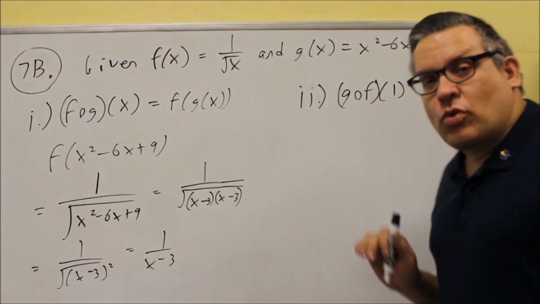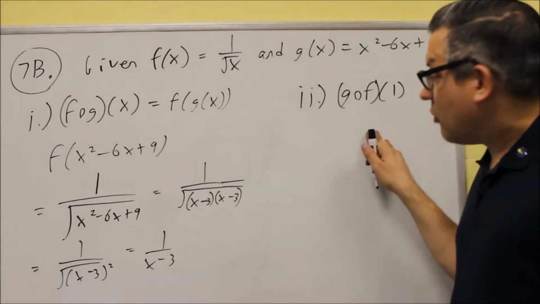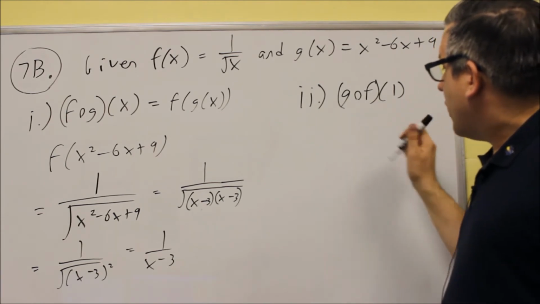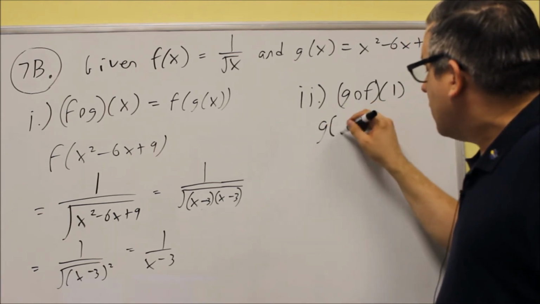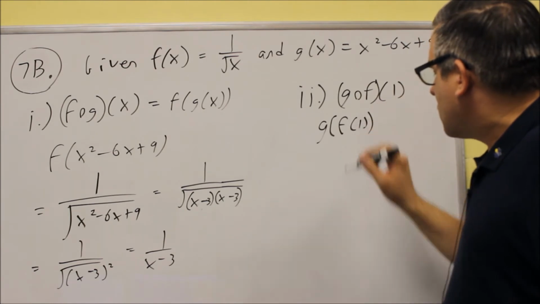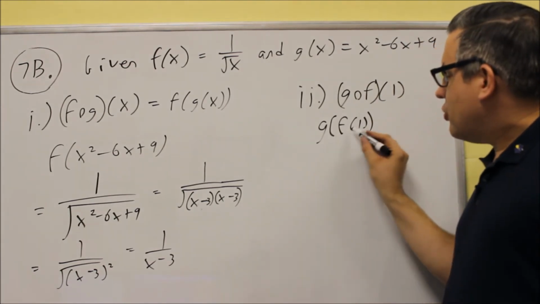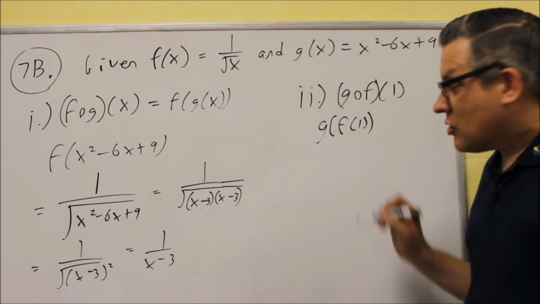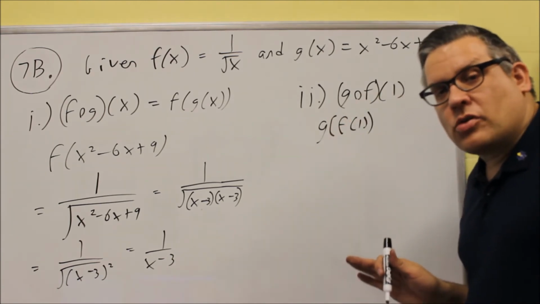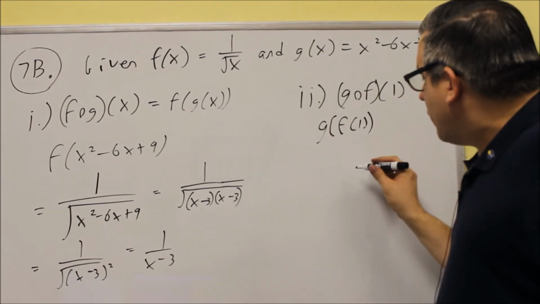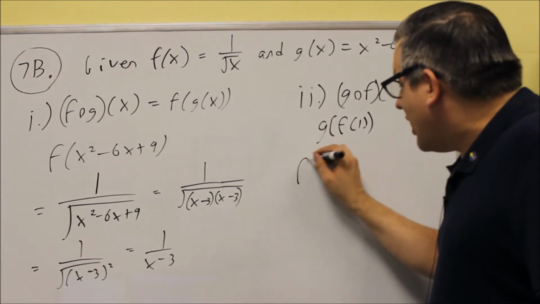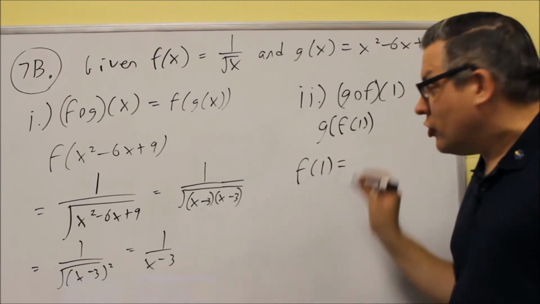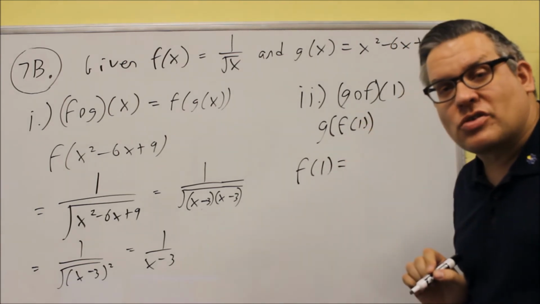Let's take a look at this one. Now this is a numerical example, and so if we want to rewrite it, it would look like this. It means g of f of 1. So I'm going to do this all with numbers. So first thing I want to do is find what f of 1 is equal to, because that's what I have inside the parentheses here.